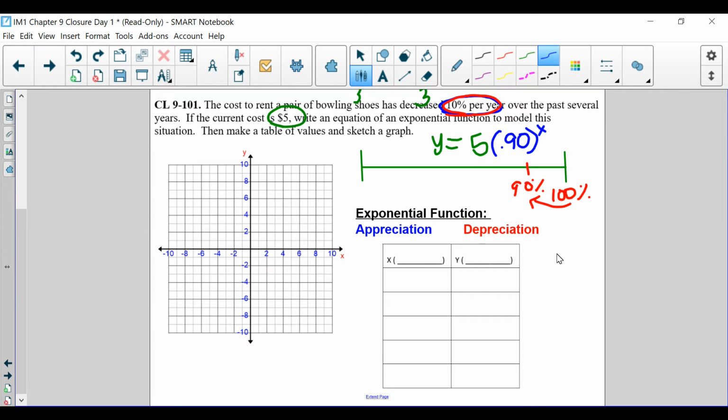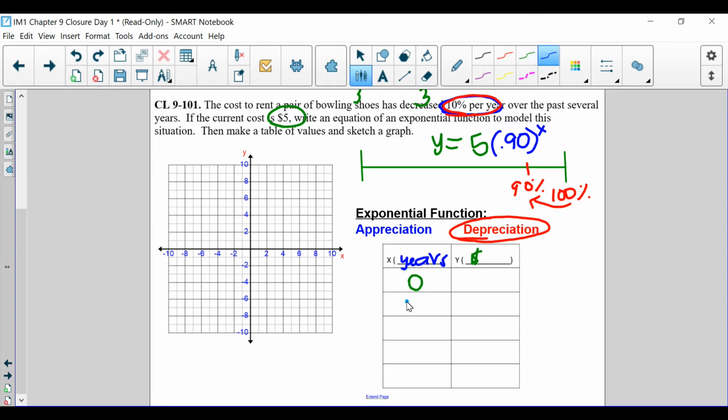So let's take a look at what we know. Since it's decreasing, is it appreciation or depreciation? In this case, since it's decreasing, we're going to call it a depreciation. Also, right here, x is going to be the years, and y is going to be the money. Okay, so now let's go ahead and write what we know.